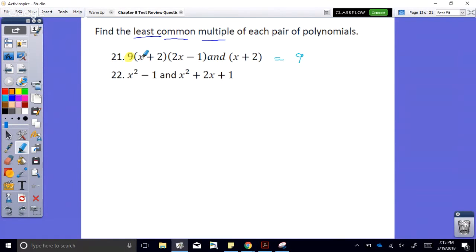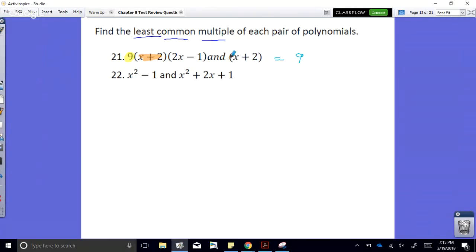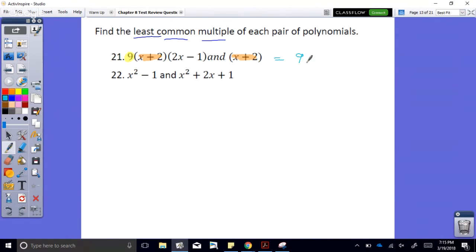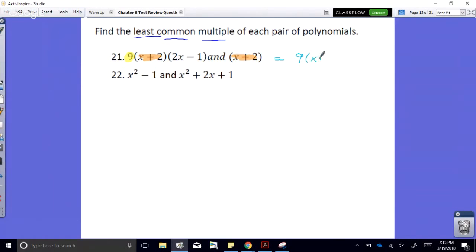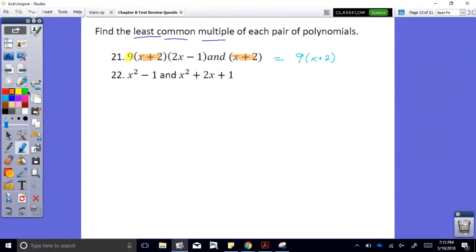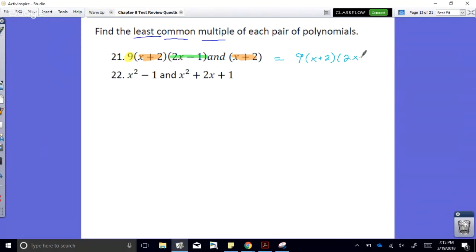Okay, I also have an x plus 2. And if I have it in both pieces, then I only have to write it once. So I now have 9 times x plus 2. And then I have a 2x minus 1, so then I'm going to add 2x minus 1 to my LCM.